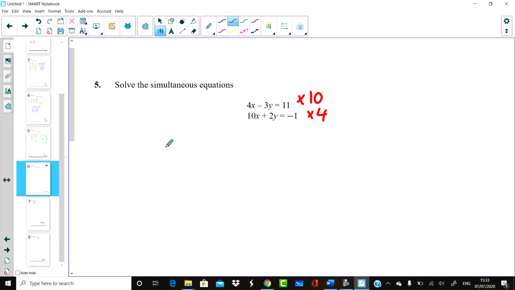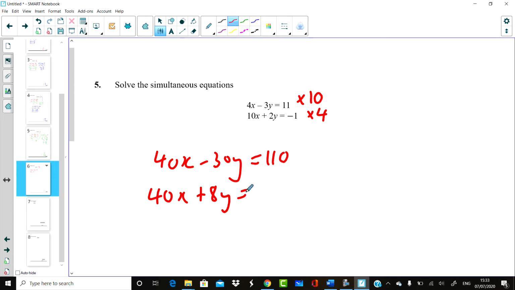So we have 4x times 10, that's 40x. Minus 3 times 10, that's negative 30y. And 11 times 10 is 110. And over here I have 10x times 4, so that's 40x. So we have the same number here. 2 times 4, that's just plus 8y. And minus 1 times 4, that's negative 4.